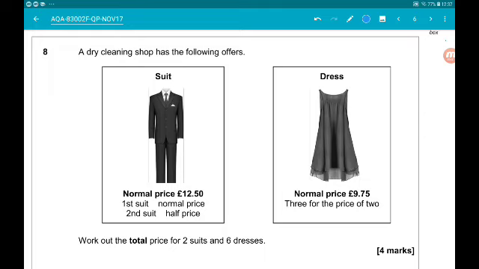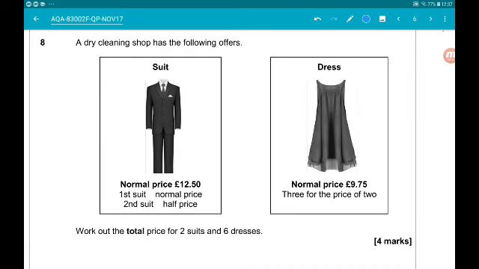Okay, question 8, we have a dry cleaning shop with these two offers. So for suits, the normal price is £12.50. We can get the first suit done for the normal price, second suit at half price, and for dresses, the normal price is £9.75. We can get 3 done for the price of 2. We want to work out the total price for 2 suits and 6 dresses.